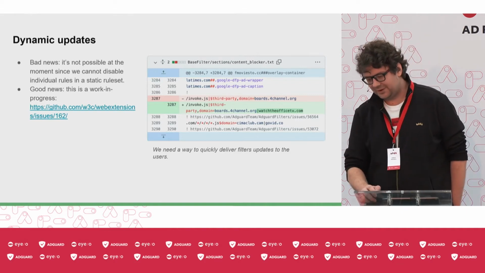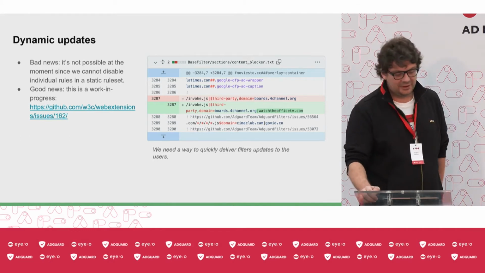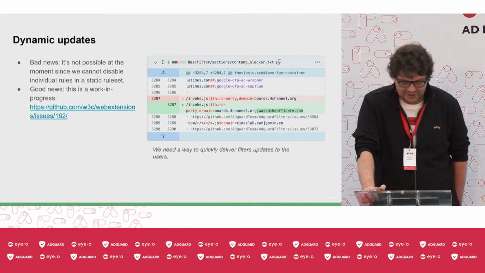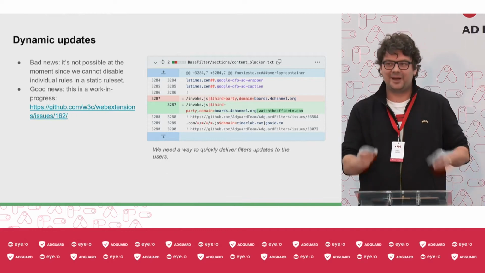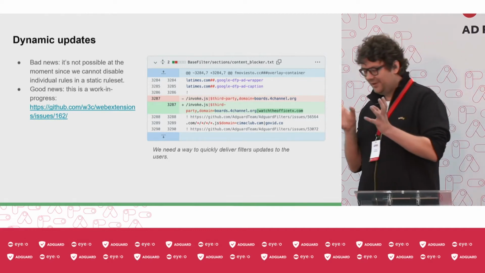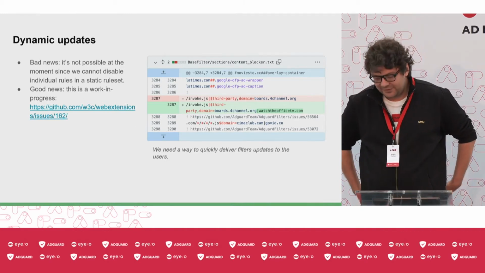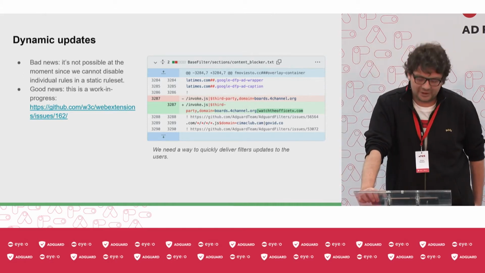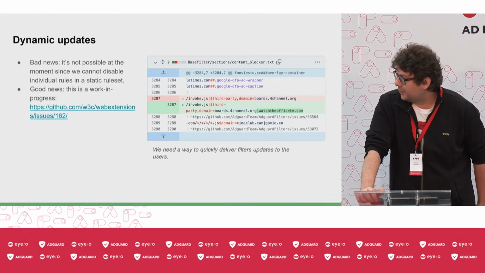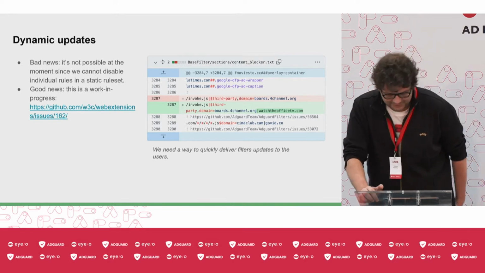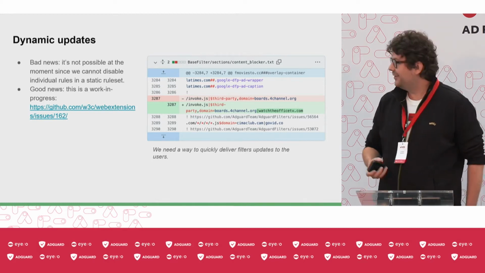And bad news, you cannot serve differential updates to an MV3 extension. Because the problem is that we cannot disable individual rules inside a static rule set. So you can only apply a part of a differential update. You cannot apply the negative part. But there is good news as well. This is a work in progress. And I really hope that this functionality will be available soon. And I think Philippa from Igalia will be talking about that today. And please, do not miss his talk. Well, it will be useful.